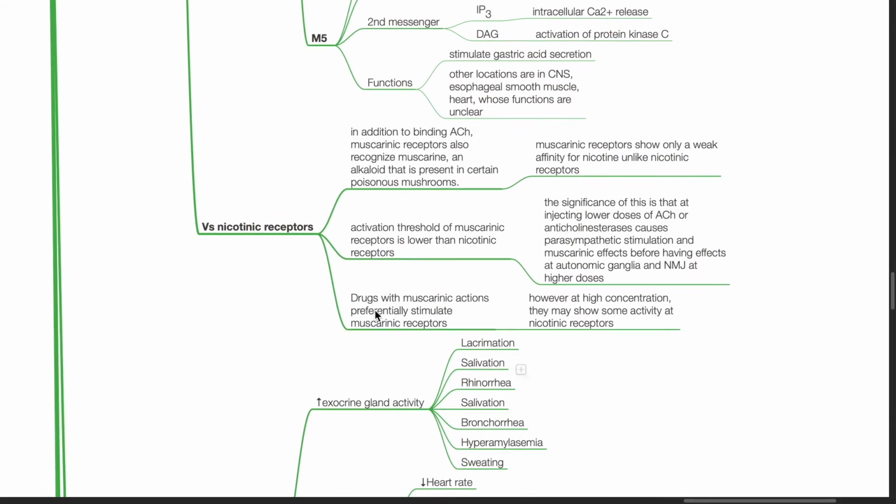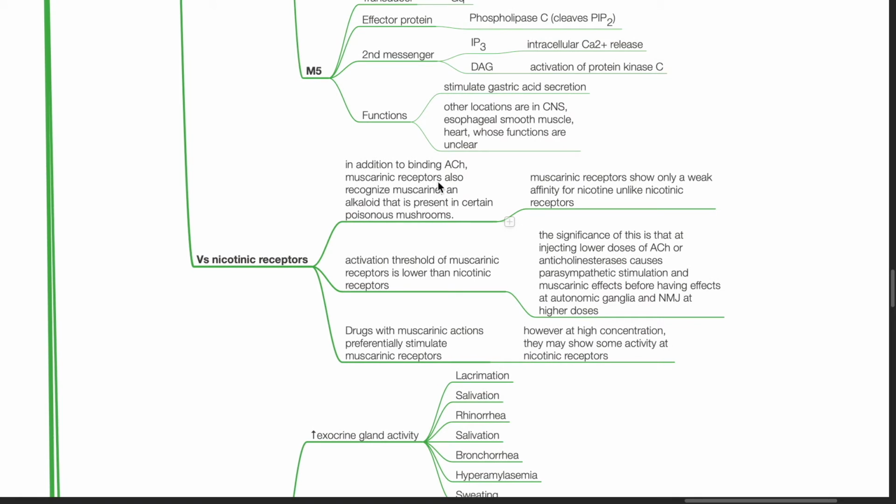Comparing muscarinic and nicotinic receptors. In addition to binding acetylcholine, muscarinic receptors also recognize muscarine, an alkaloid that is present in certain poisonous mushrooms. Muscarinic receptors show only a weak affinity for nicotine, unlike nicotinic receptors. The activation threshold of muscarinic receptors is lower than that of nicotinic receptors.